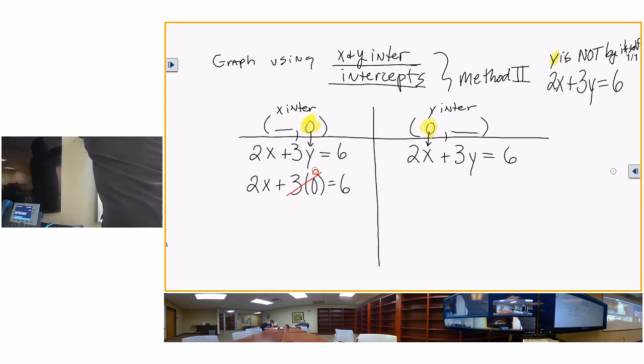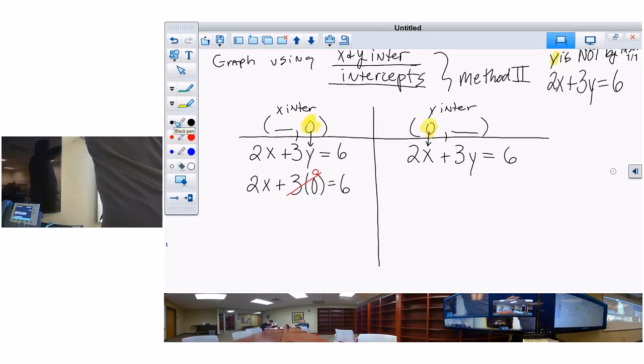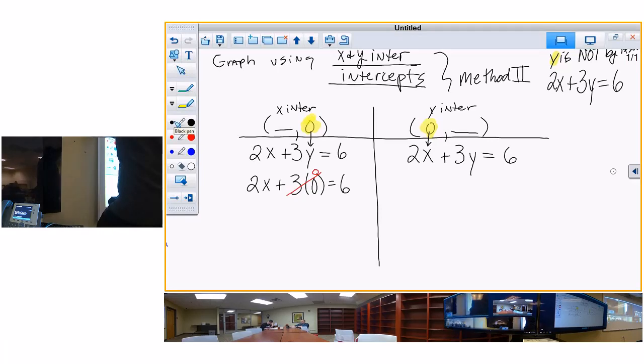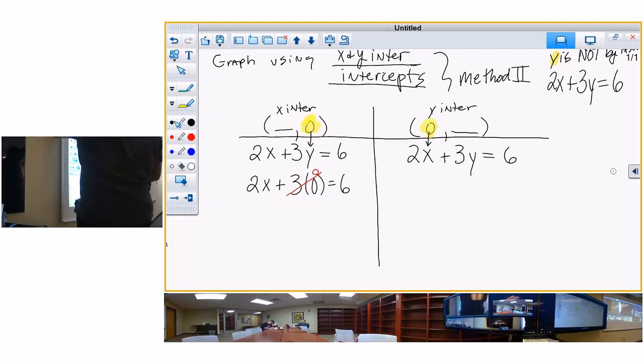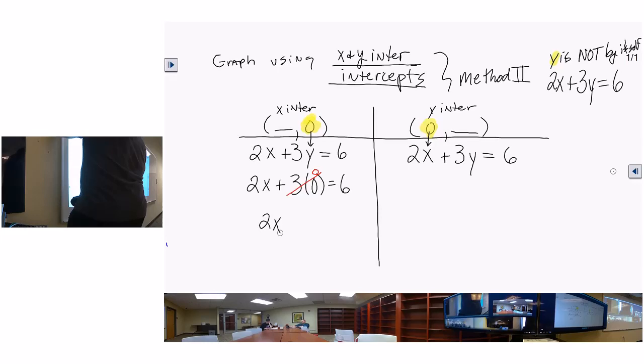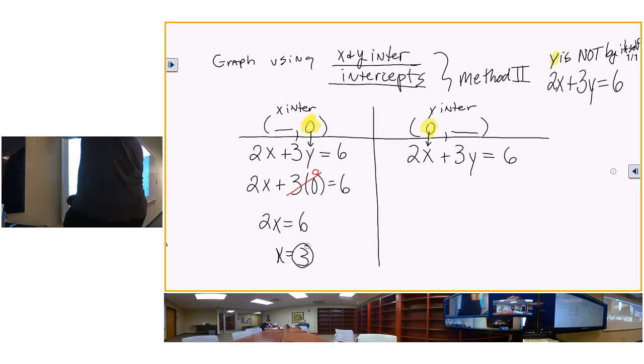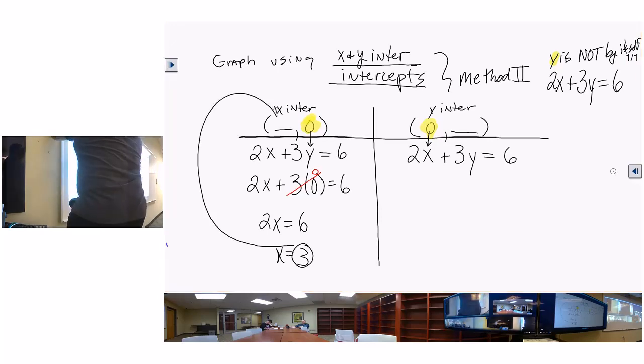Now a lot of people use different methods here after they know how to do it. I'm showing you the basic KISS method. You do whatever you want to after you learn how to do it. If you want to cover up the term, if you want to erase the term, I don't care. But I don't teach that because that's not the basic. This is the basic KISS method. So now I have 2x is equal to 6. X is equal to what? 3. And now I take that 3 and I do what? Right there.